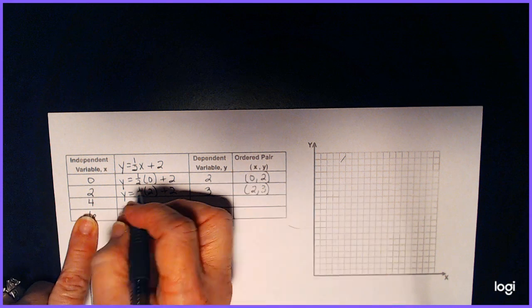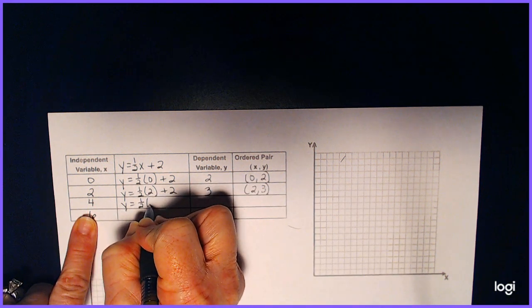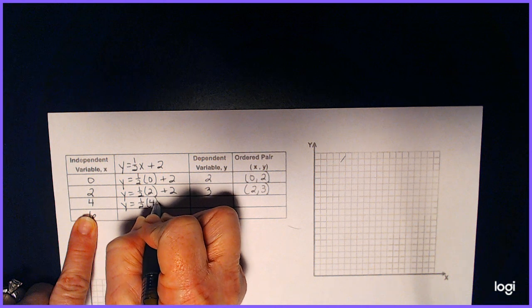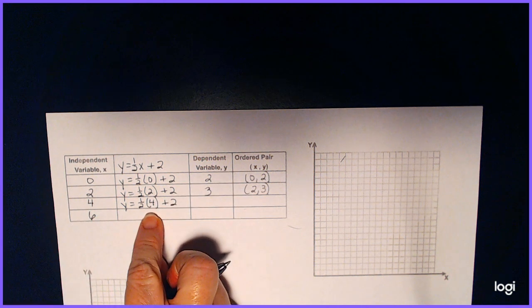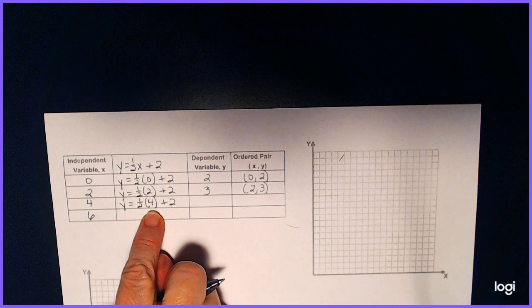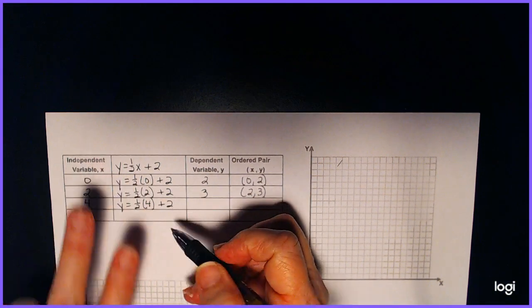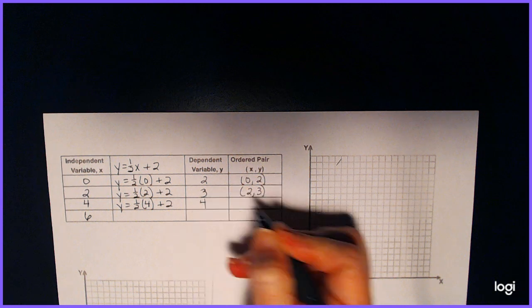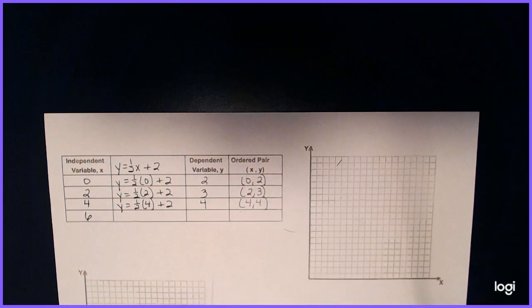All right, let's do the next one. Y equals 1/2, and this time we're going to do 4 plus 2. Multiplying, remember you can use the word of, so I could say what is 1/2 of 4. Half of 4 is 2. 2 plus 2 would be 4. So I have an ordered pair here of 4, 4.